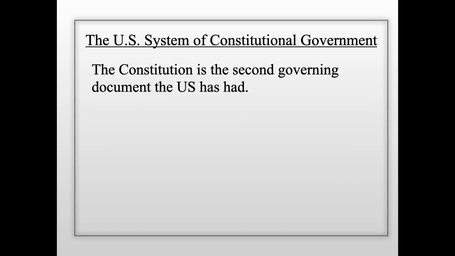Now, this constitution that we currently live under today is actually the second governing document the U.S. has had.